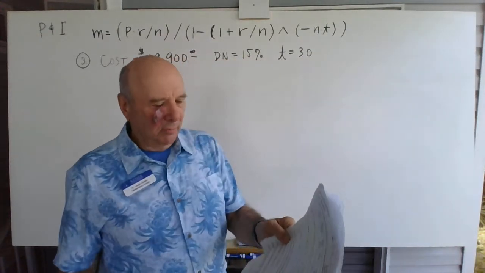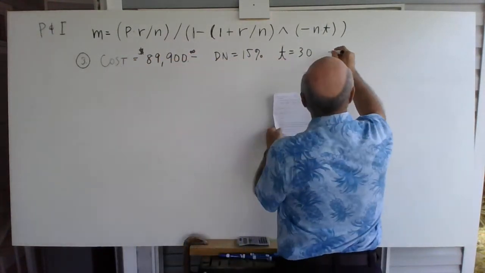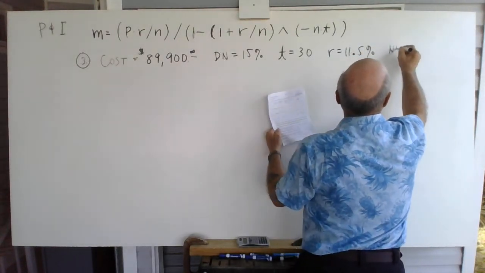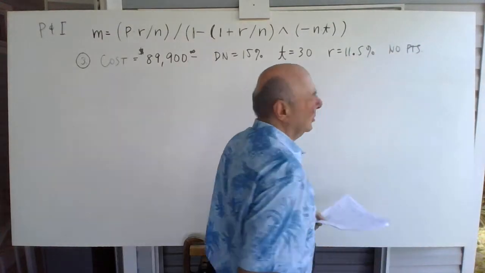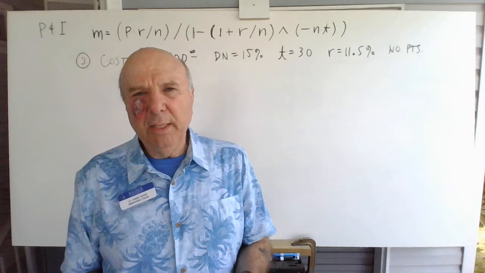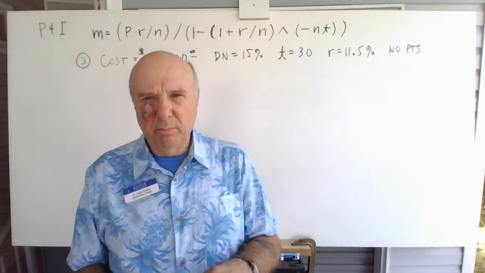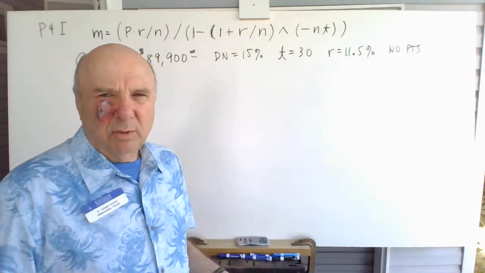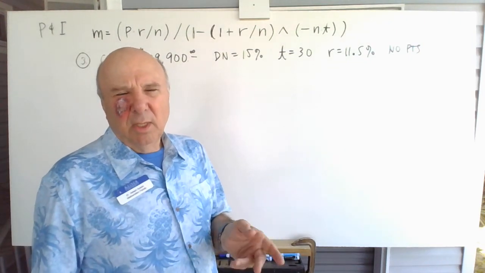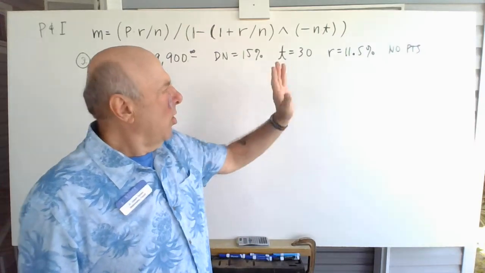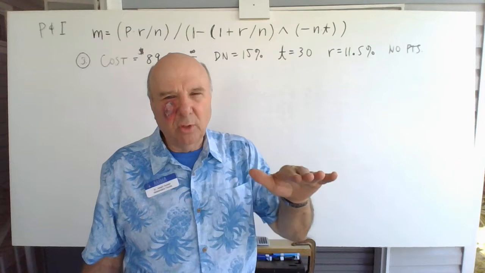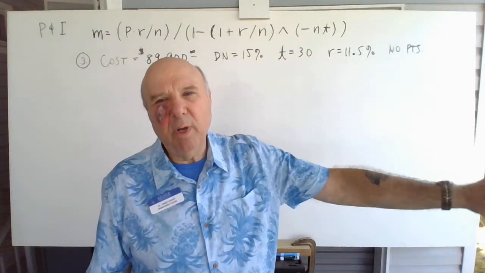at an interest rate of 11.5%. No points. So what are points? Points are an interest fee that you pay up front based on the size of the loan. And each point's 1% of the loan. And what points do is lower your R. So it's technically interest, but you're paying it up front. So you can lower your interest that you pay monthly.